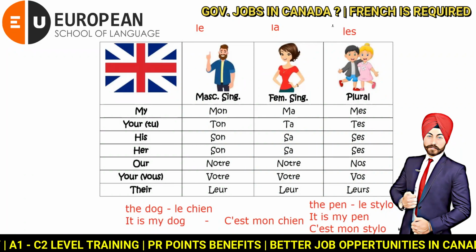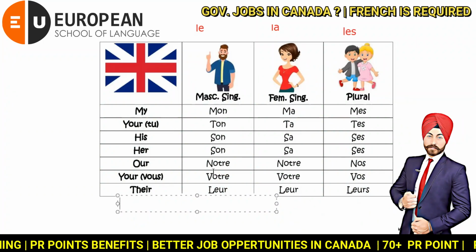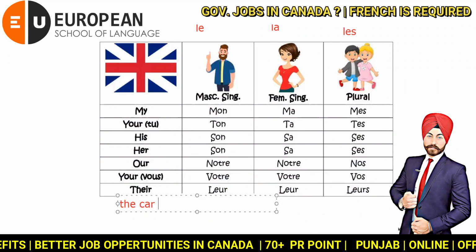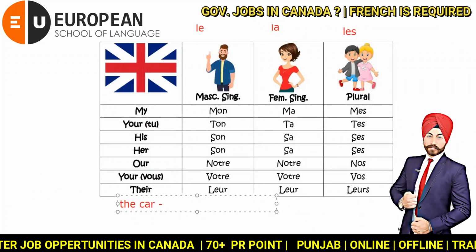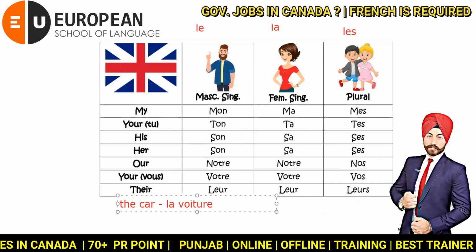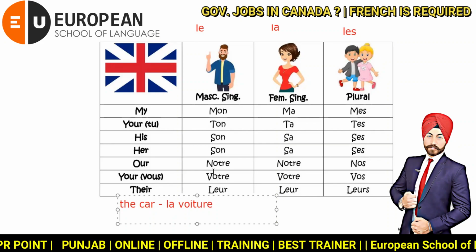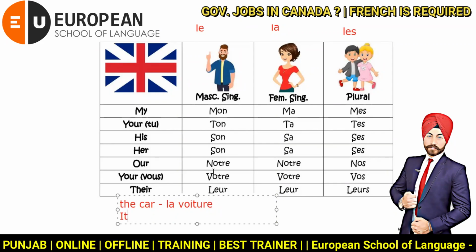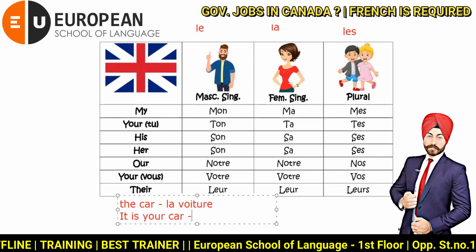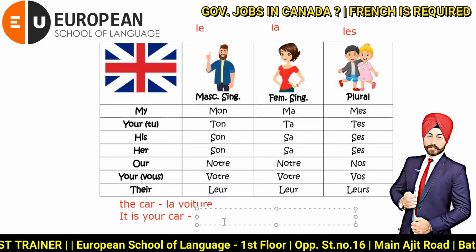So now one more time, I will take some different examples now. Here, let's say I want to say the car. The car is called la voiture. La voiture. Repeat after me the sound. La voiture. If I want to say it is your car. Okay. So article is la voiture. Yes. So I will write here c'est.